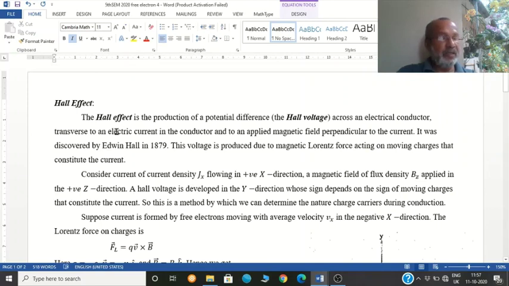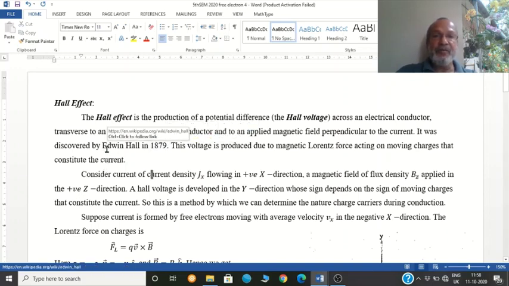In this class I will discuss an important effect in solid state physics, and that is called Hall effect. Hall effect was discovered by American scientist Edwin Hall very long back in 1879. Hall effect can be defined as the formation of a voltage when a magnetic field is applied perpendicular to a current, and this developed voltage will be perpendicular to both magnetic field as well as the current.